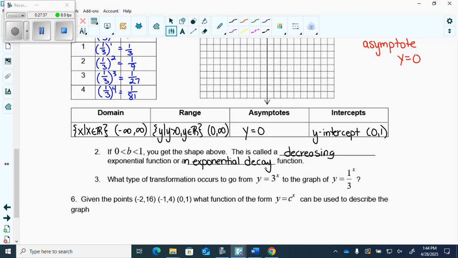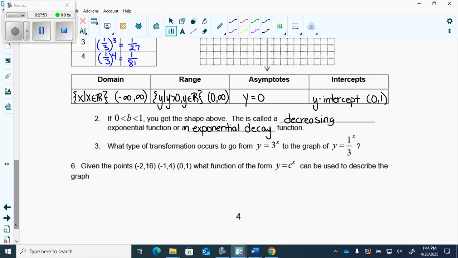Now, what type of transformations occur between y equals 3 to the x and y equals 1/3 to the x? You cannot compare exponential functions unless they have the same base. So this one here is y equals 3 to the x. I need this one to be y equals 3 to the x. How do I bring this up here?